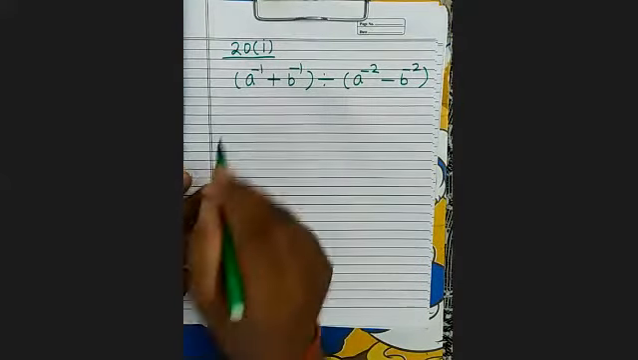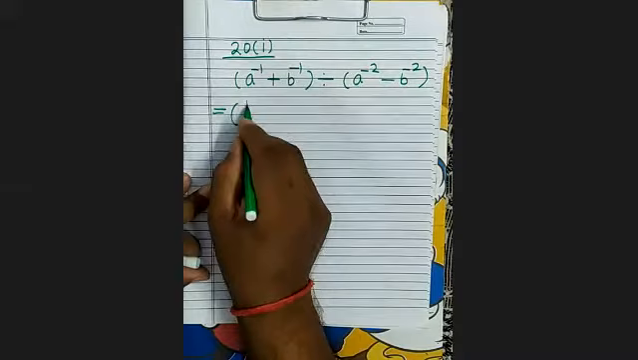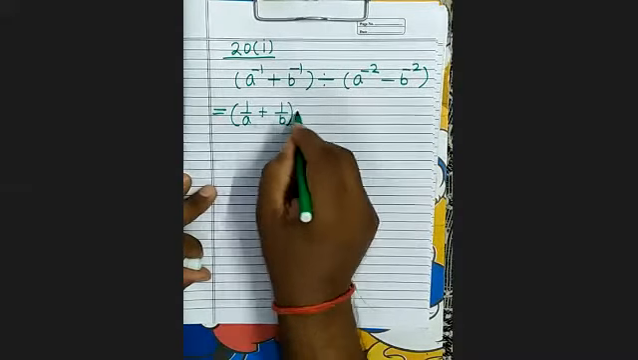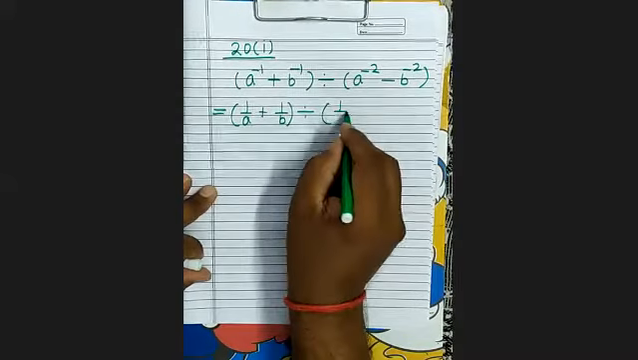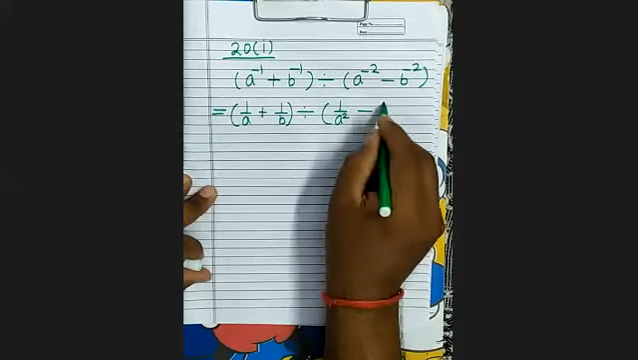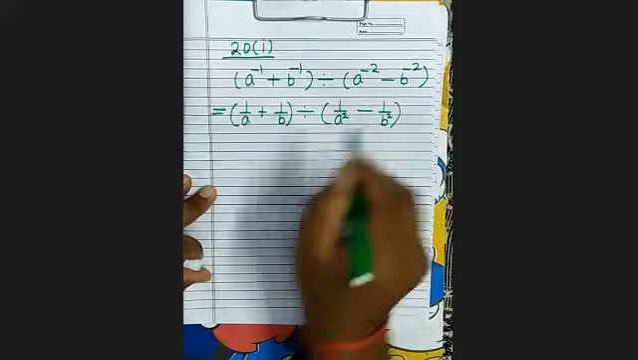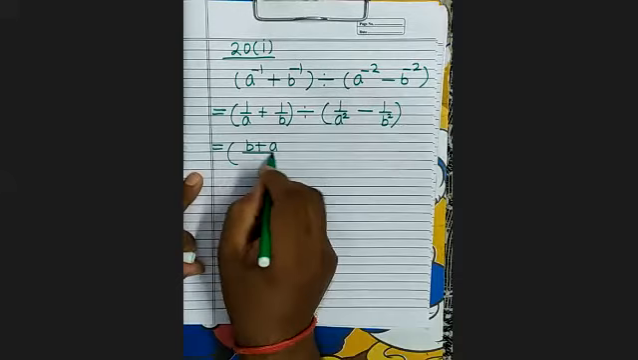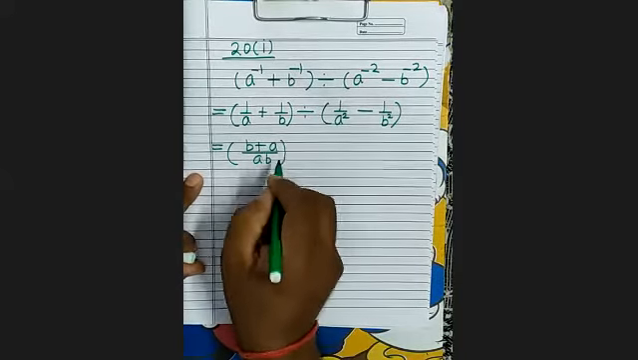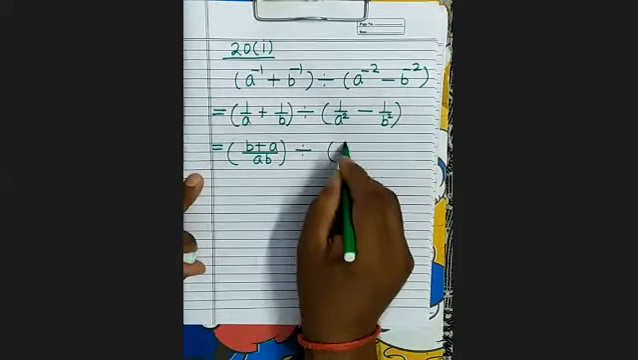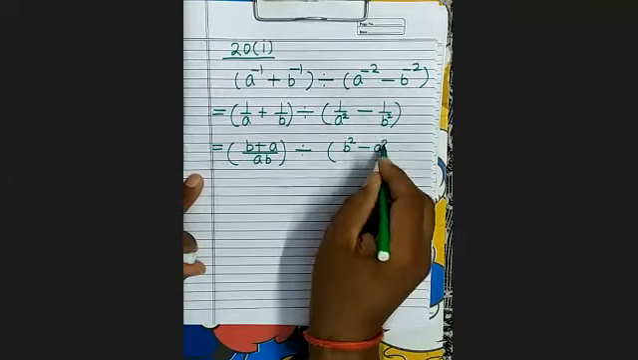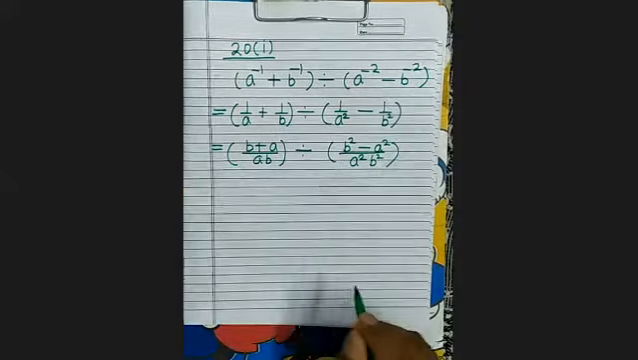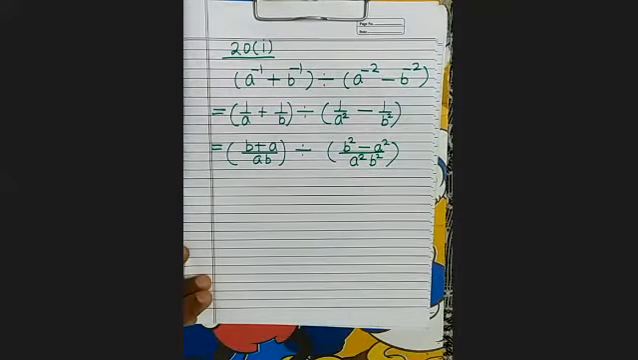What will you do? You write it in this way: 1 upon a plus 1 upon b, divided by 1 upon a square minus 1 upon b square. So it will be (b plus a) upon ab, divided by (b square minus a square) upon a square b square. This way.